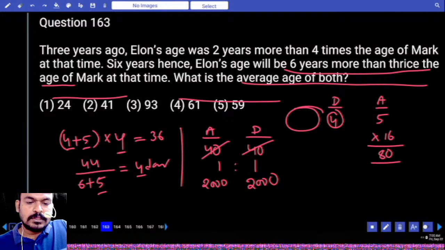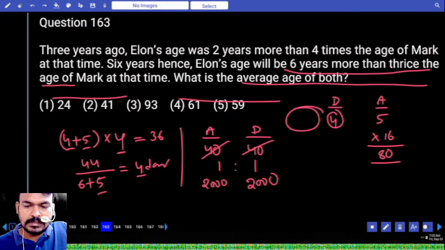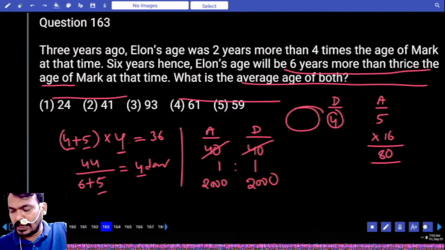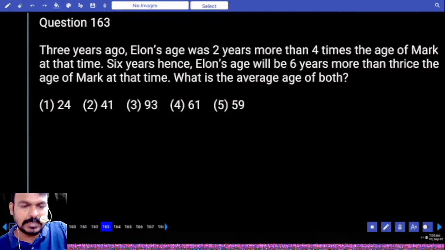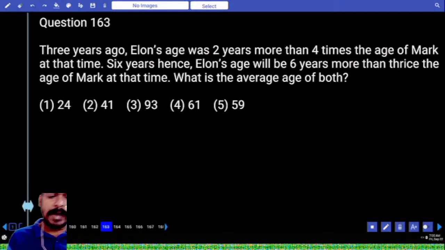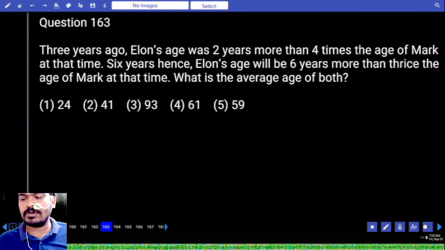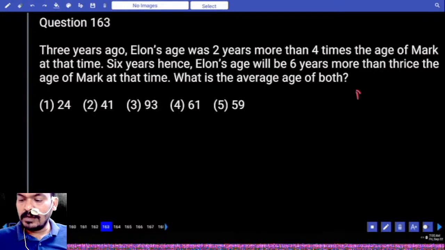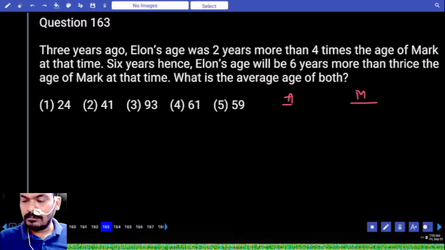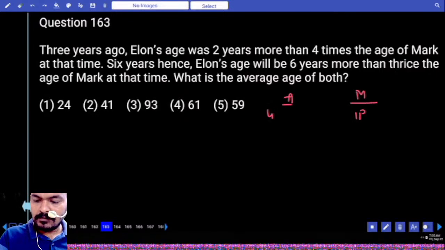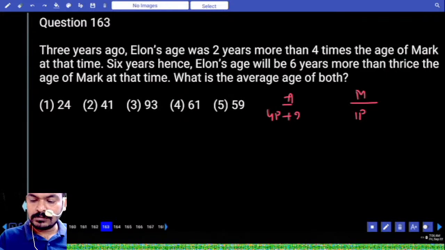163. 3 years ago, Alone's age was 2 years more than 4 times Mark's age at that time. One was Mark, another one Alone. Suppose Mark's value we consider 1 part, Alone is 4 parts, plus 2 or minus 2?